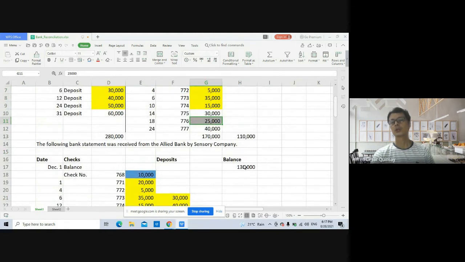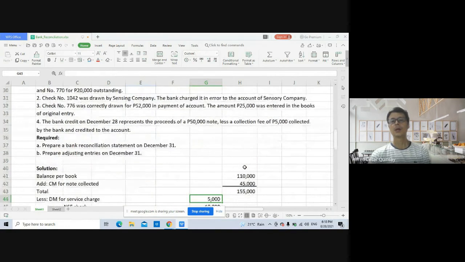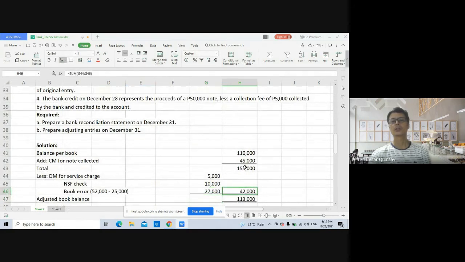Because if we do not add that to the disbursement, its cash will be overstated by 27,000. Okay? Because it was supposed to be 52,000 checking in cash, but the accountant only recorded 25,000. So there is a deficiency. So we will deduct that from the company account for 27,000. So these all total 42,000. Okay? 5,000 plus 10,000 NSF check plus the book error, the difference between 52,000 and 25,000, will give you 42,000. Then that 42,000 will be deducted from the total of 155, which is the adjusted book balance of 113,000.